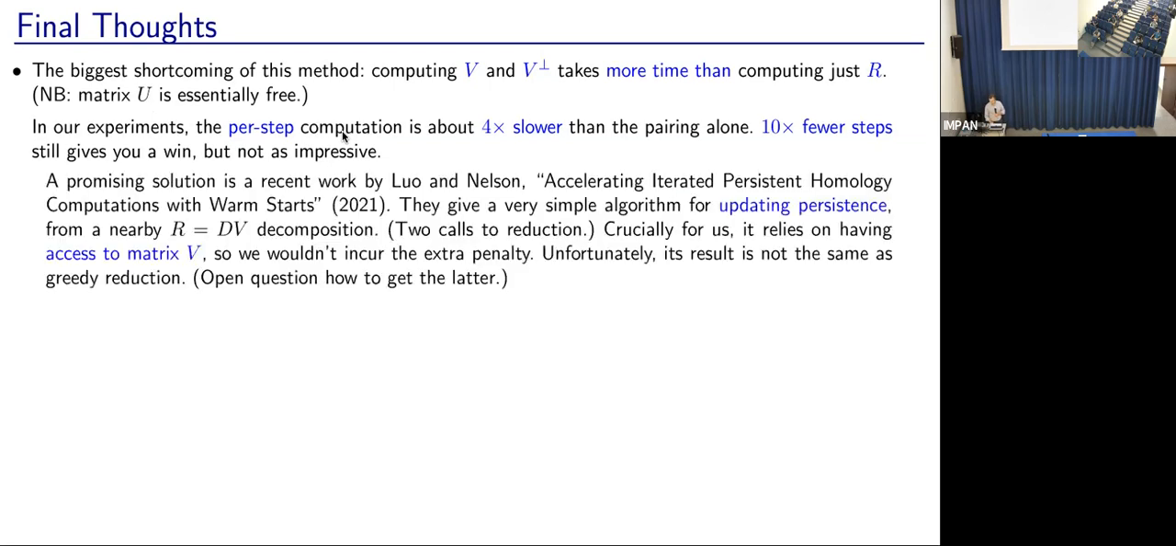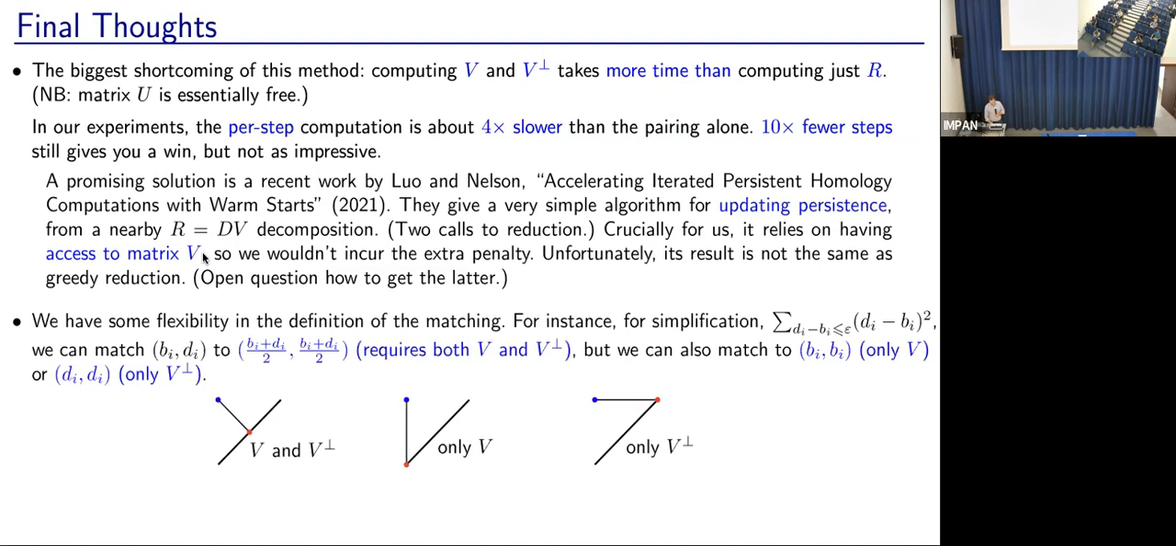Here, there is some hope. There is a very recent work by Lu and Nelson, and this idea of if you compute persistence and then you change the filtration a little bit and you want to recompute persistence, you want to update it, they give a very simple algorithm that updates persistence from R equals DV decomposition. In other words, they do need the matrix V, but it's significantly faster. And so you get the matrix V for free. The only problem is that what you get from their method doesn't give you the greedy reduction. It's not the same decomposition as you get from the LZ algorithm. And so there's an open question how to improve that so that you can get that.